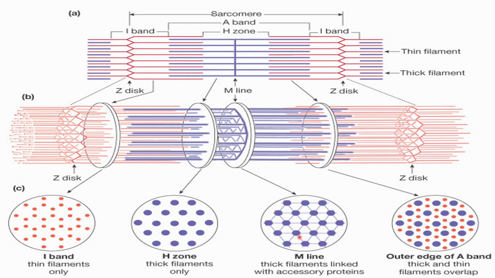All right? In the M line, we see thick filaments that are linked, as you can see over here, with some of these accessory proteins that we have. And then when you look at the outer edge of this A band, right around here, what do we see? In this area, we see both thick and thin filaments that are overlapping.